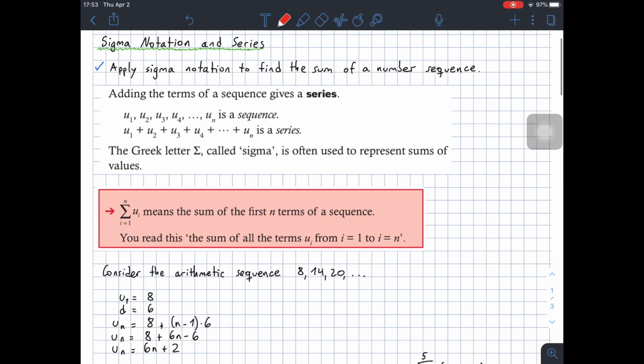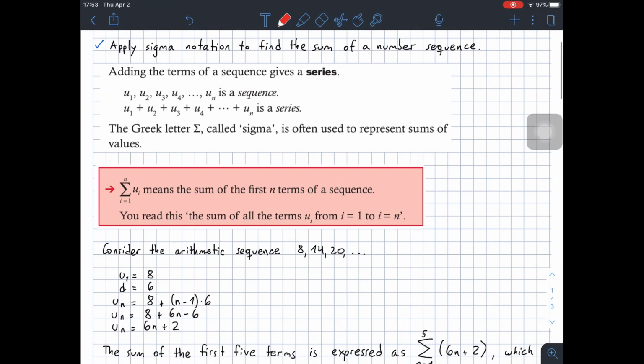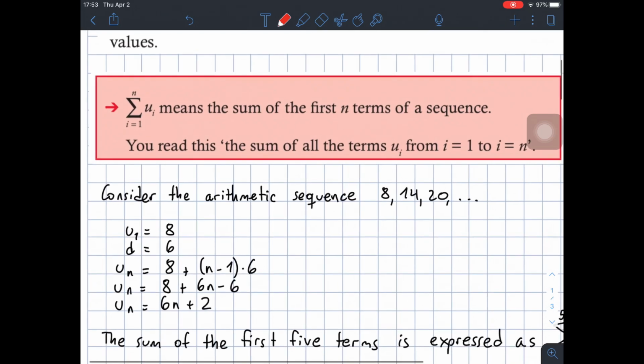Okay, so it says adding the terms of a sequence gives a series. You already know this. U1, U2, U3, U4, and so on is a sequence, while U1 plus U2 plus U3 plus U4 and so on is a series. Okay, so that's the difference between a sequence and a series. Then it says the Greek letter sigma is often used to represent the sum of values. So this is what we're going to concentrate our class on today, right? The sigma notation.